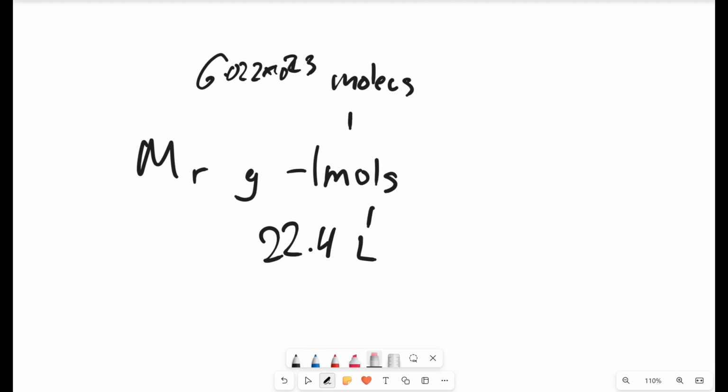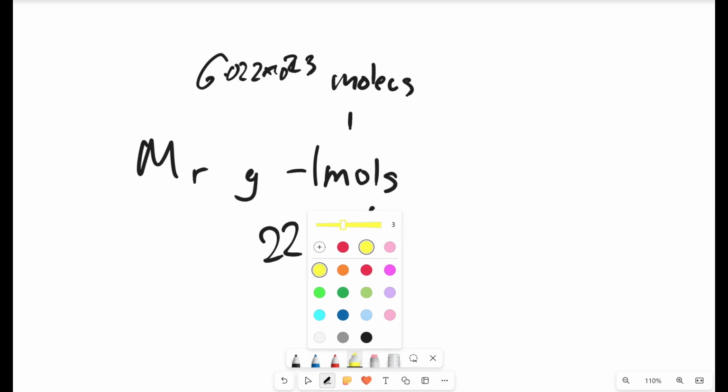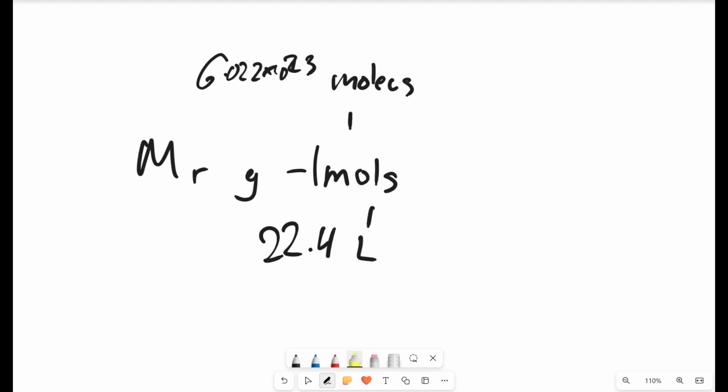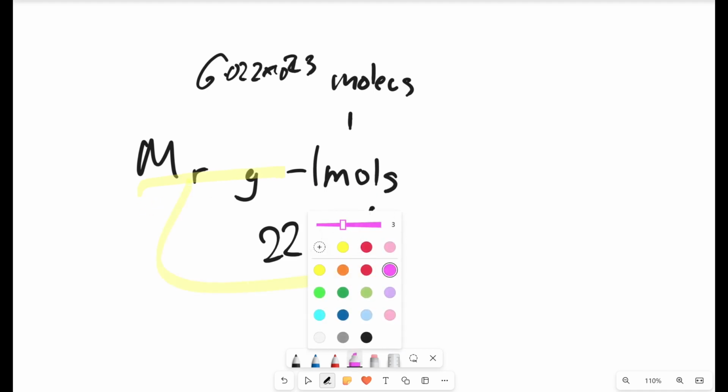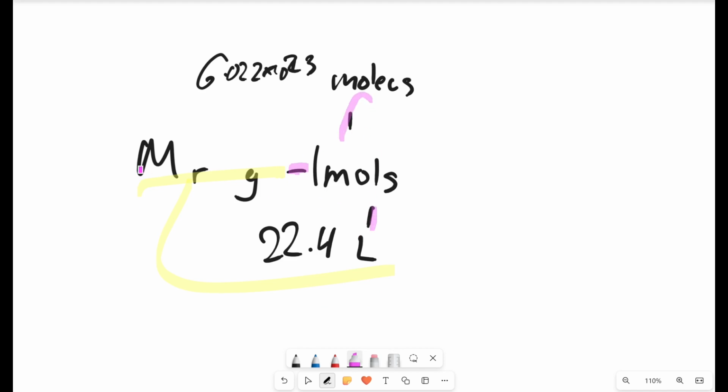Okay, so we have this roadmap, and we know that we have to follow these general guidelines. But can we go from grams immediately to liters? No, we have to follow these lines right here, and we have to go from grams to moles to liters. So far pretty easy, right?